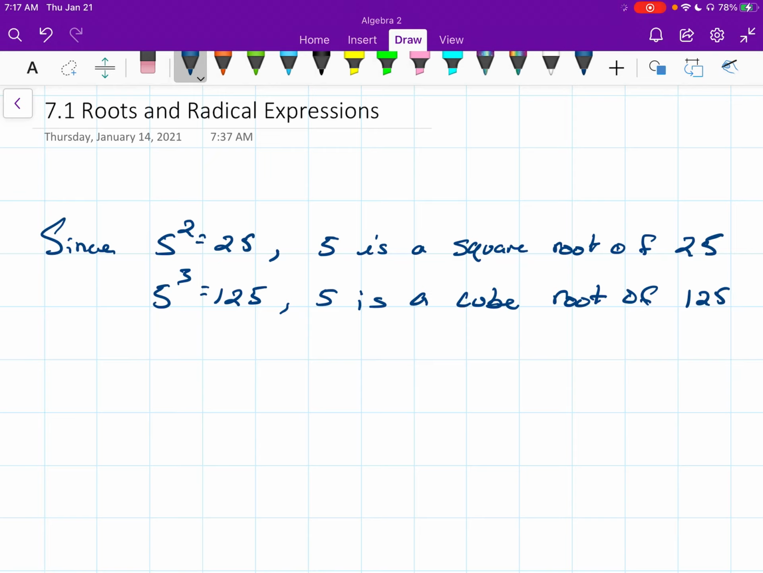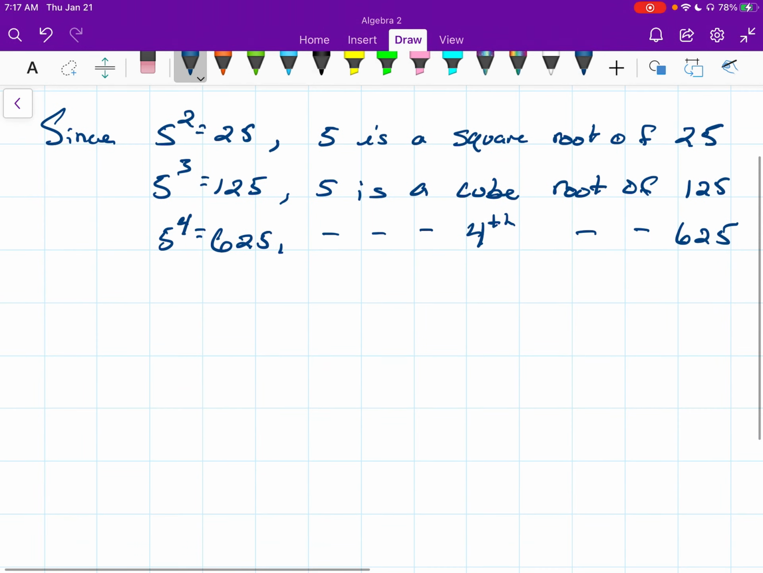Right. And lastly, I want to say that 5 to the 4th is 625. So 5 is a 4th root of 625. We normally have a fancy word for square, a fancy word for cube. There are fancy words for the 4th and 5th roots, but normally I'm just going to call them 4th and 5th roots. Nth root. We have the nth root.